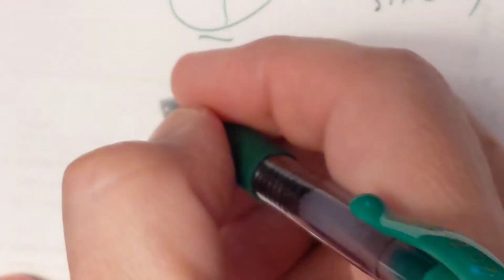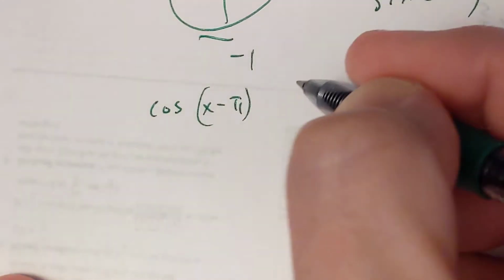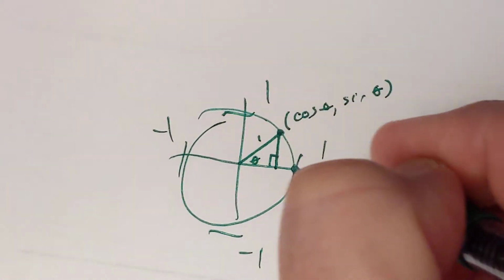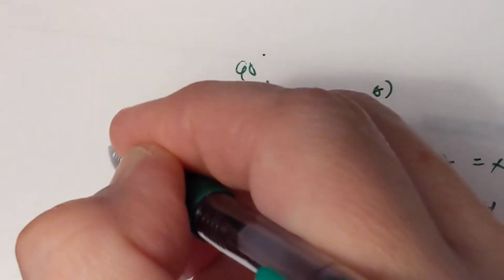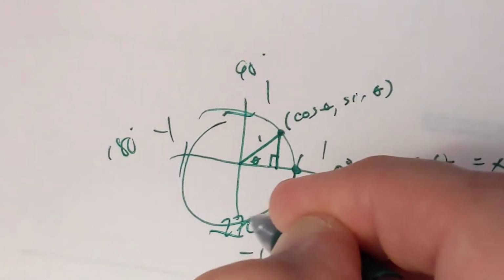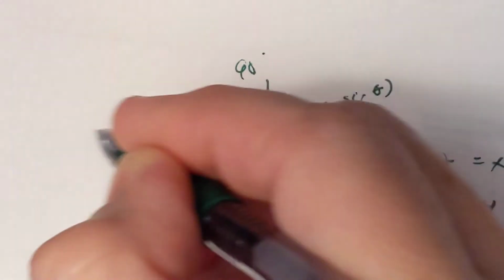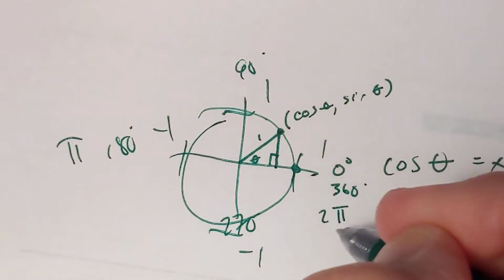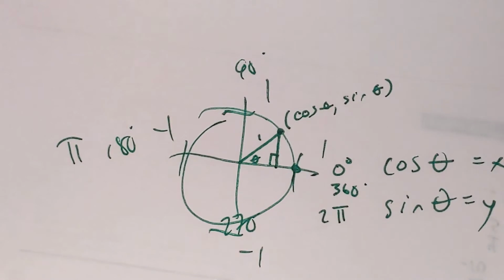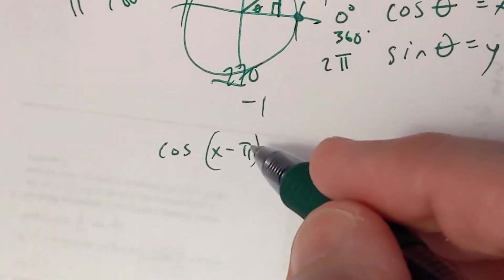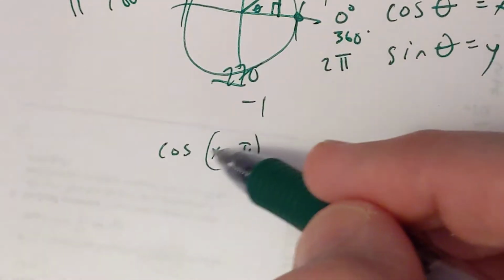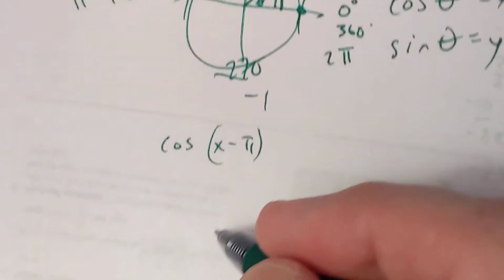So here they tell me the cosine of x minus pi. Well, again, remember that pi is 180 degrees. So starting here at 0 degrees, this is 90, this is 180, 270, and then back to 360. This is the same as pi and 2 pi. So 1 revolution is 2 pi, half a revolution is pi. So when they're saying find the cosine of x minus pi, what they're saying is that it's off by 180 degrees. Move it 180 degrees.